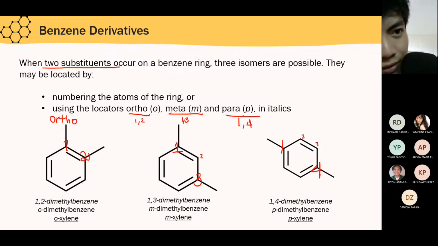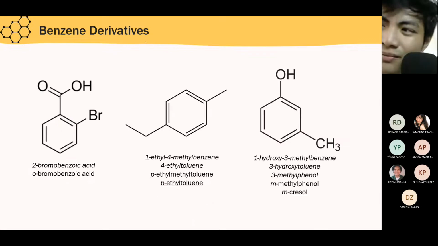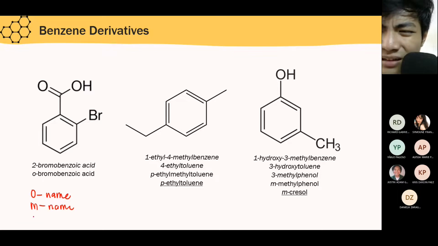So to show that further, we have some examples here. So ito ay ortho. Kapag ortho, usually we indicate it with the letter O in front of the name. Kapag yan ay meta, we indicate with M followed by the name. And then kapag para, that's letter P followed by the name. Okay? Tignan nyo to, O, meaning ortho. Nasa carbon 1 and 2, yung iyong atoms. Look at this. This is P. Kasi nasa carbon 1 and 4, yung iyong substituents. This is M. Kasi meta. Sa carbon 1 and 3, yung substituents mo.